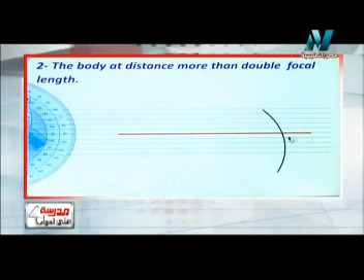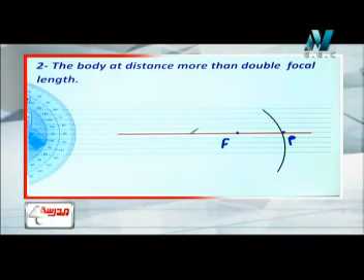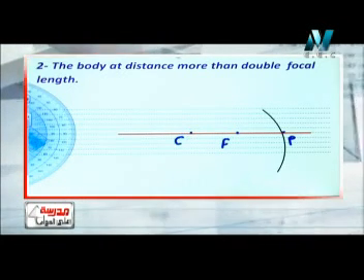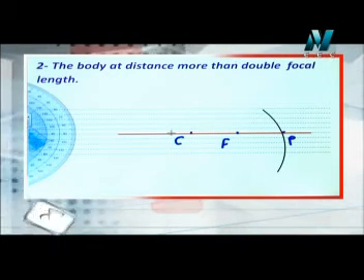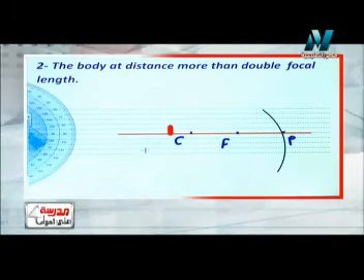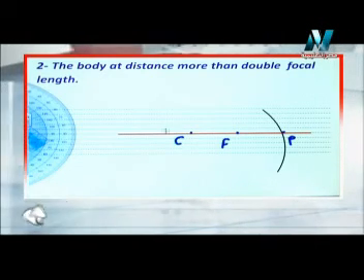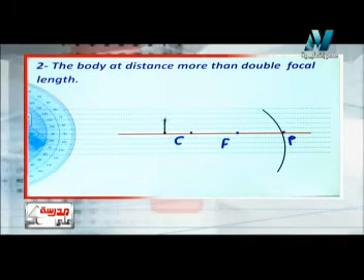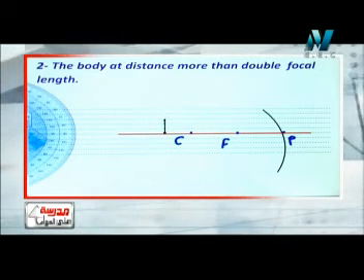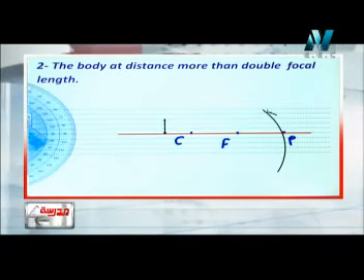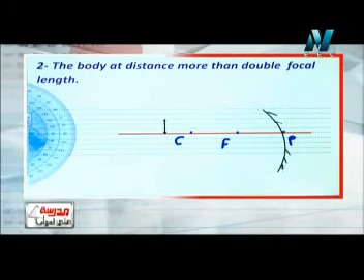طبعا عندنا ال P, F and C. Object at distance more than double focal length after center of curvature. زي ما احنا متفقين بعد السنتر of curvature. More than double focal length. نطلعه upward كده. We should use the lines of your answer paper to keep the parallelism.